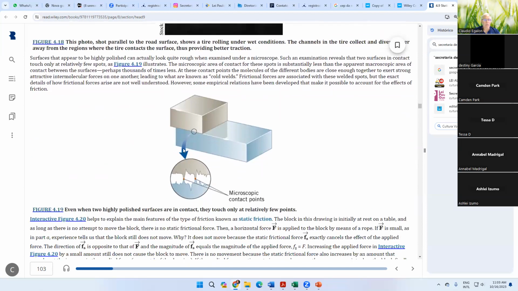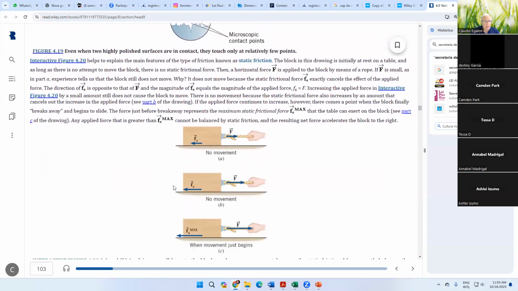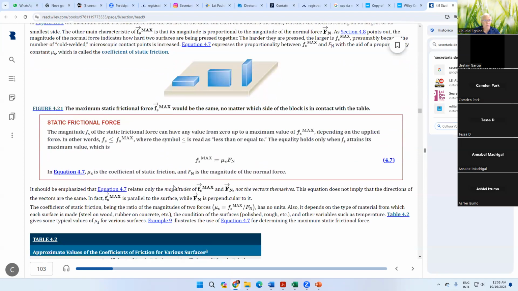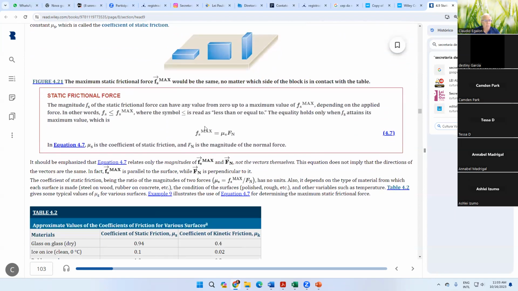See, we have two surfaces. The surfaces are not completely flat. Microscopically speaking, they have those ridges, right? And that's what causes the friction, because the surfaces are not completely polished, not completely flat. Okay, and let's take a look here. Static frictional force. Don't forget that the maximum value of the static friction is equal to that.